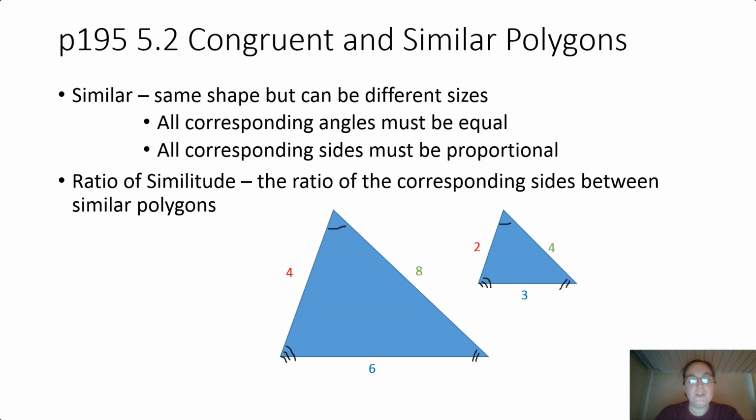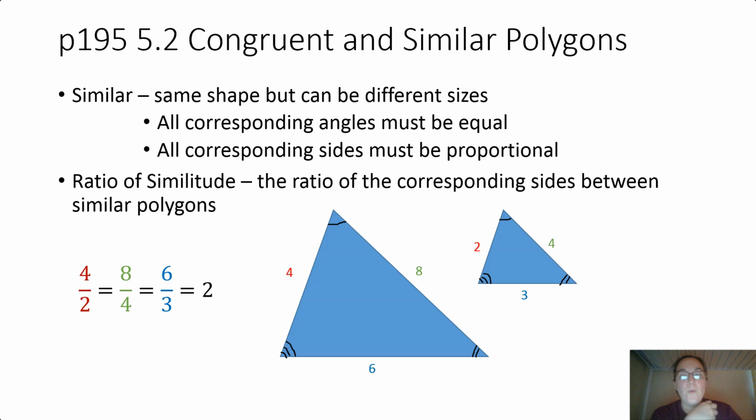Okay. So here we have two different triangles, and the ratio of similitude is set up between corresponding sides. So I'm going to put it up here. I couldn't get it to come up separate. So if you can see, we put the red sides over each other, the green sides over each other, and the blue sides over each other.